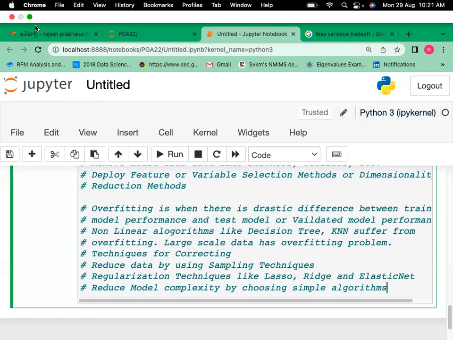So overfitting is when there is a drastic difference between trained model performance and test or validated model performance. Non-linear algorithms, typically decision tree and KNN, will suffer from this overfitting, and large-scale data also has overfitting issues. Now, we can reduce the data size by sampling techniques. That is one strategy of correction. And we can use regularization techniques like Lasso, Ridge, and ElasticNet. These are basically linear algorithms, which you can use, or you can reduce the model complexity by choosing simpler algorithms. Max depth, that's all. You have control mechanisms.